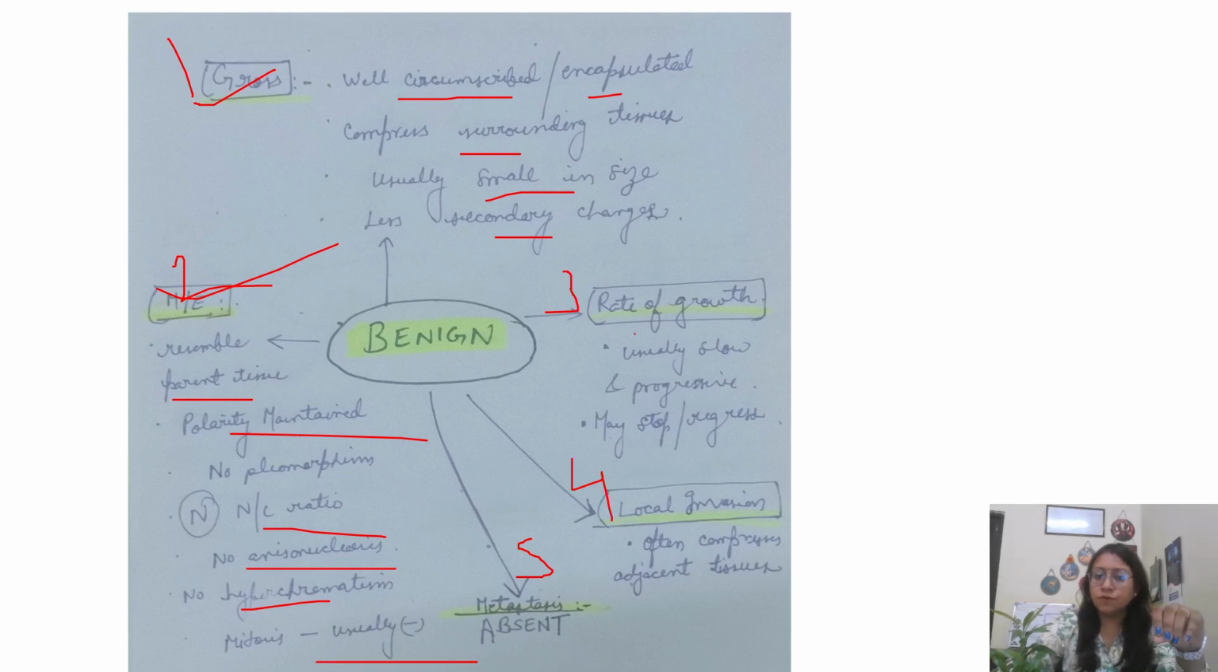So when you see the rate of growth, the third point, the rate of growth of a benign tumor is very slow. If a female has a fibroadenoma of the breast, the rate of growth will be very slow. Then it is usually slow and progressive, and it may stop also and it can regress also, depends.